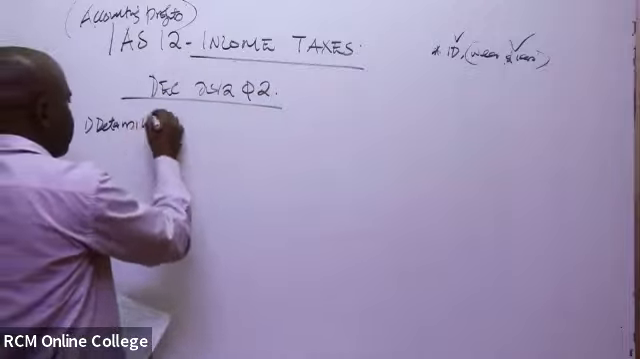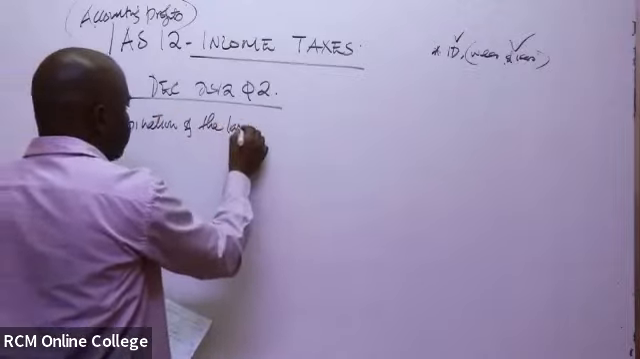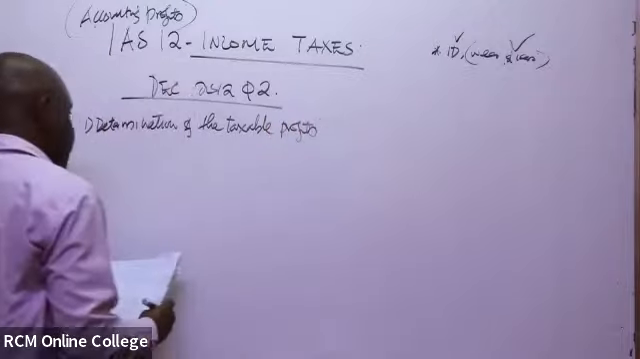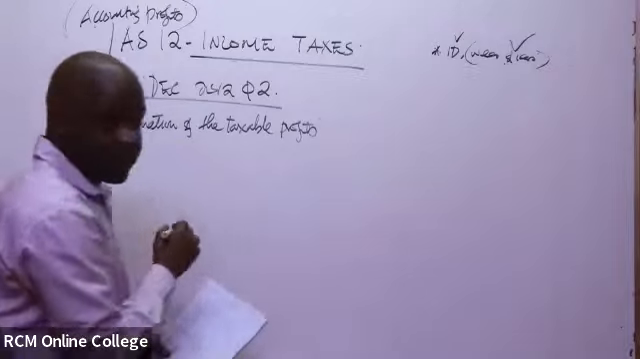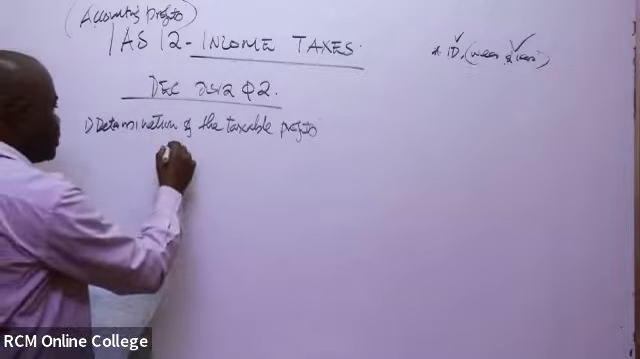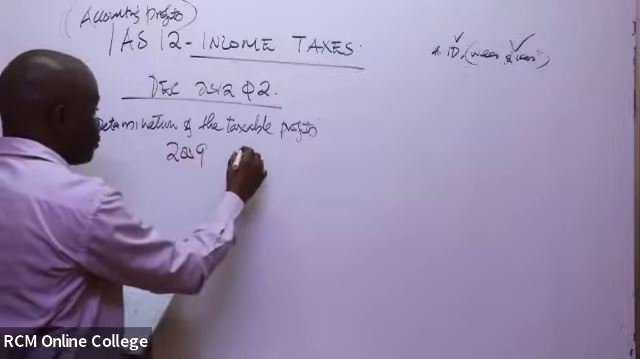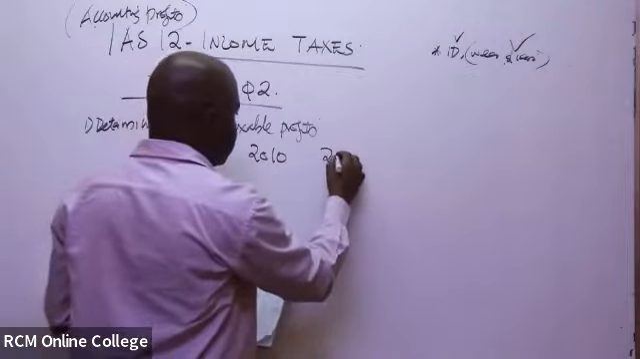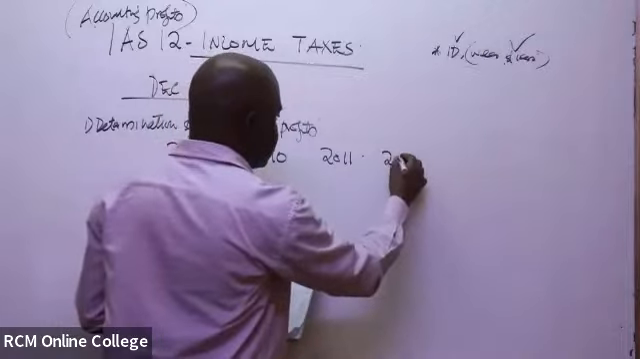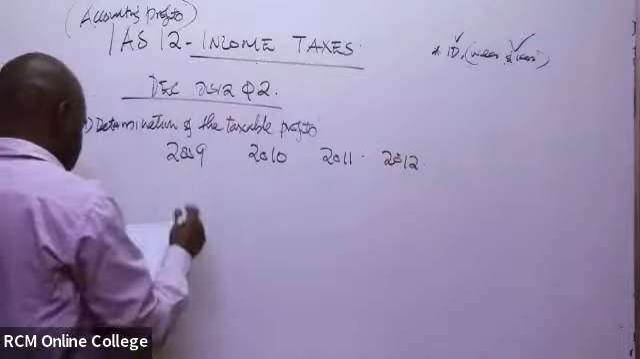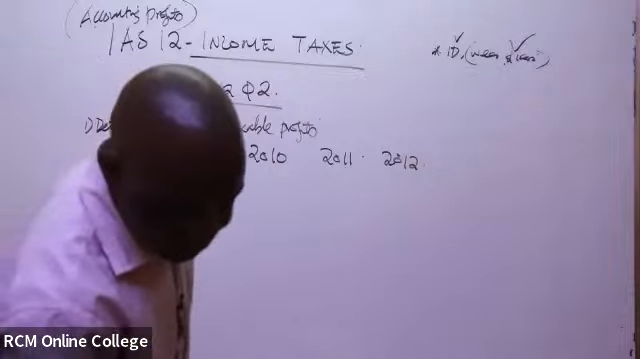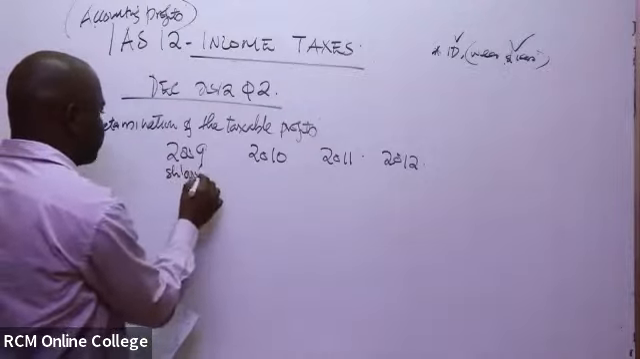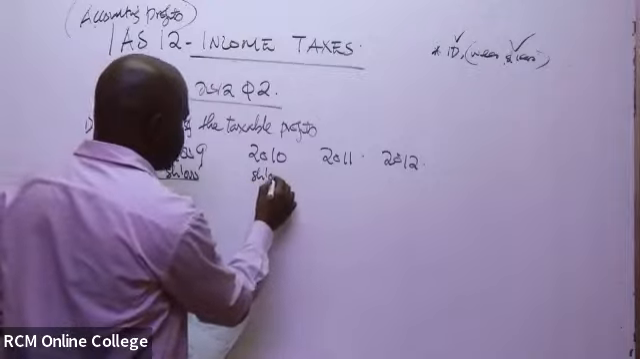Determination of the taxable profits. So we have 4 years there. You have 2009, hope you people are able to see. Then you have 2010, we have 2011, we have 2012. I think our figures are in thousands, you can put them in thousands.